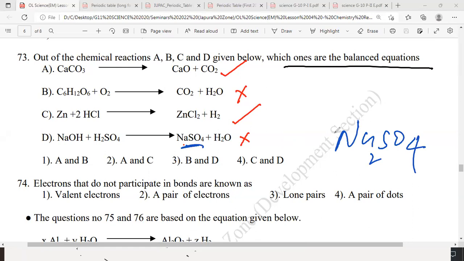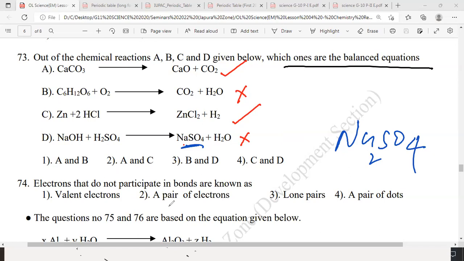Again I am telling you, before balancing, check whether all the chemical formulas given, reactants and products, are correct. If at least one reactant or one product has a wrong formula, then no need to think about balancing. That equation is wrong. Before balancing, the formula has to be correct. The chemical reaction has to be a correct one. The answer will be A and C. Answer is second.